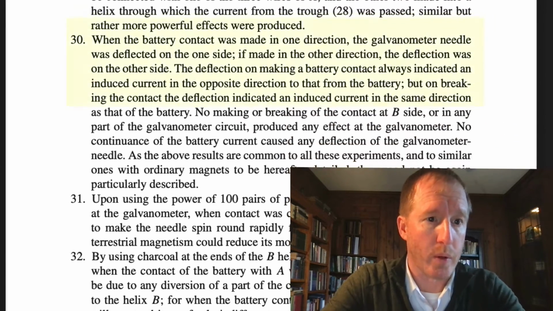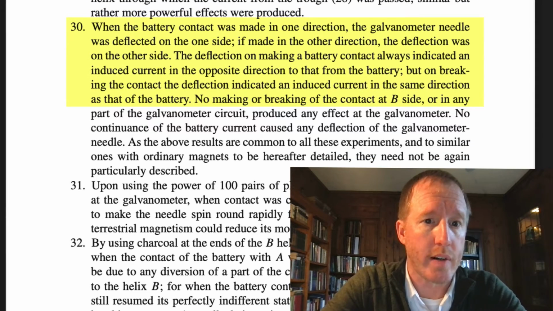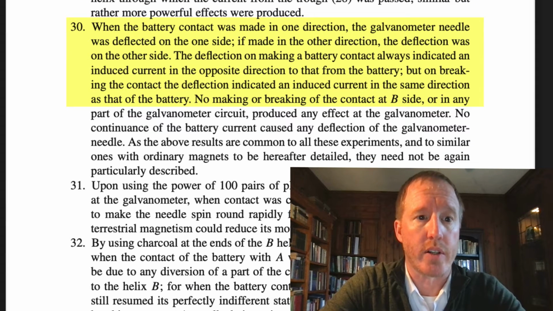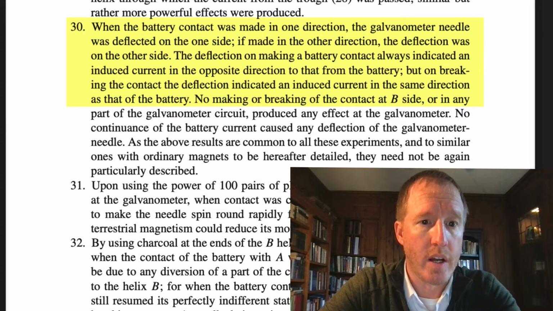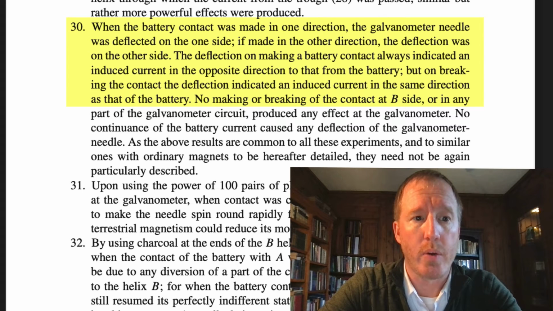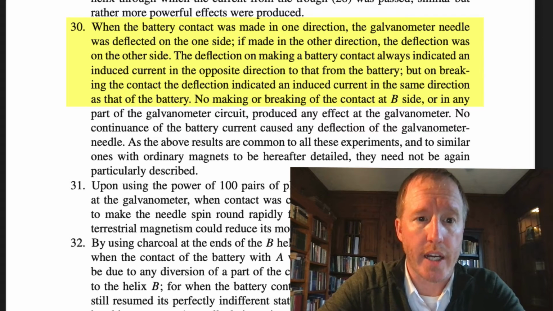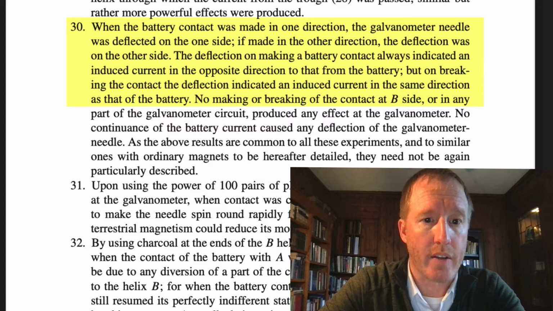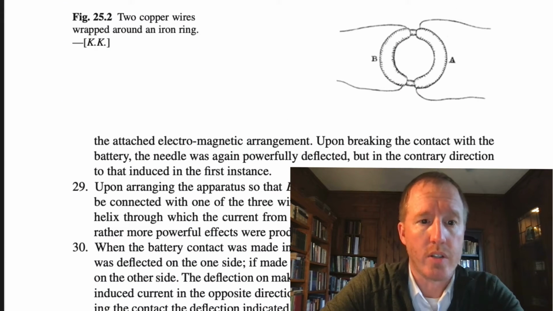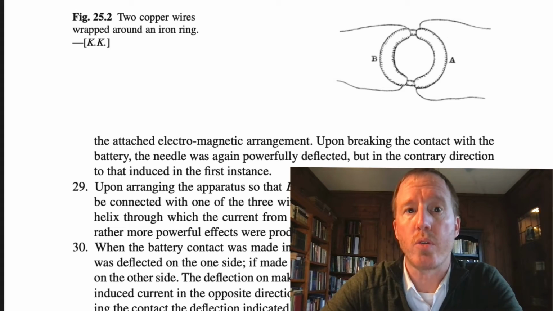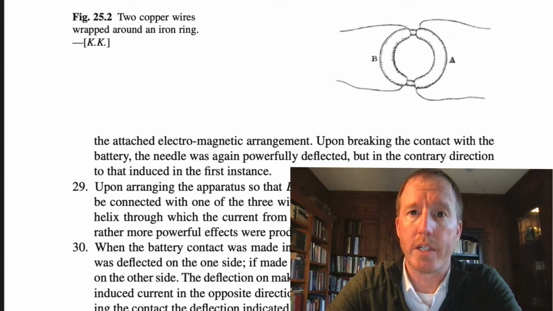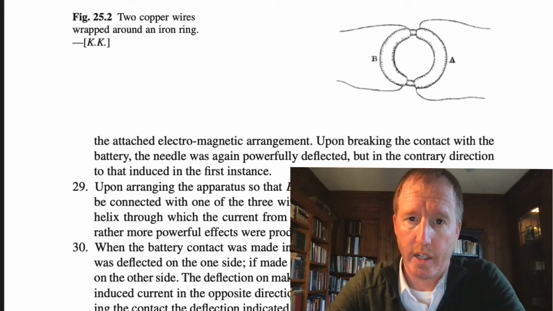He says in point 30, "When the battery contact was made in one direction, the galvanometer needle was deflected on the one side. If made in the other direction, the deflection was on the other side. The deflection on making a battery contact always indicated an induced current in the opposite direction to that from the battery. But on breaking the contact, the deflection indicated an induced current in the same direction as that of the battery." So he's talking once again about how a current flowing through circuit A induces a current in circuit B, but only momentarily when there's a change in the current in coil A.